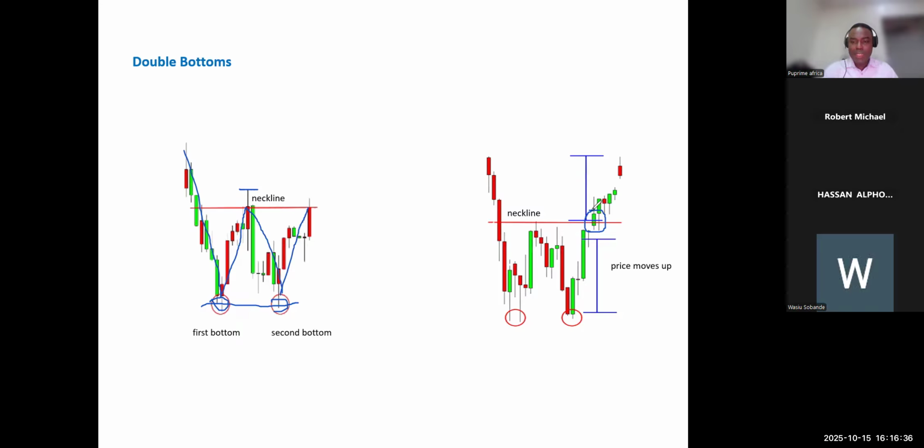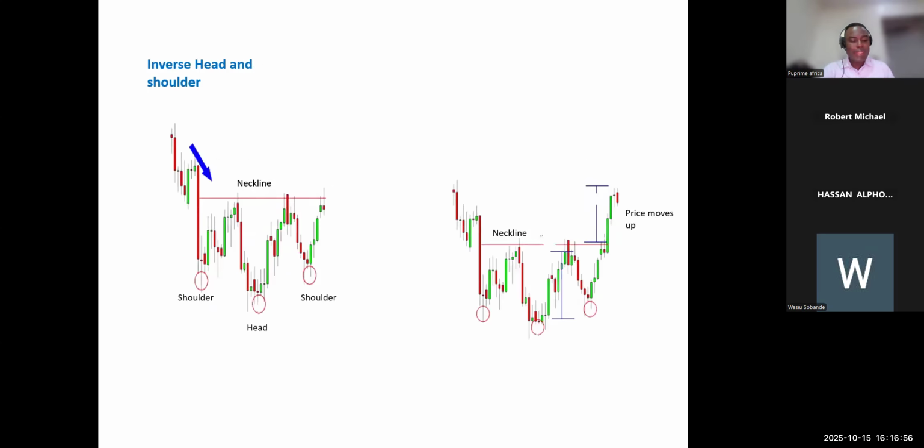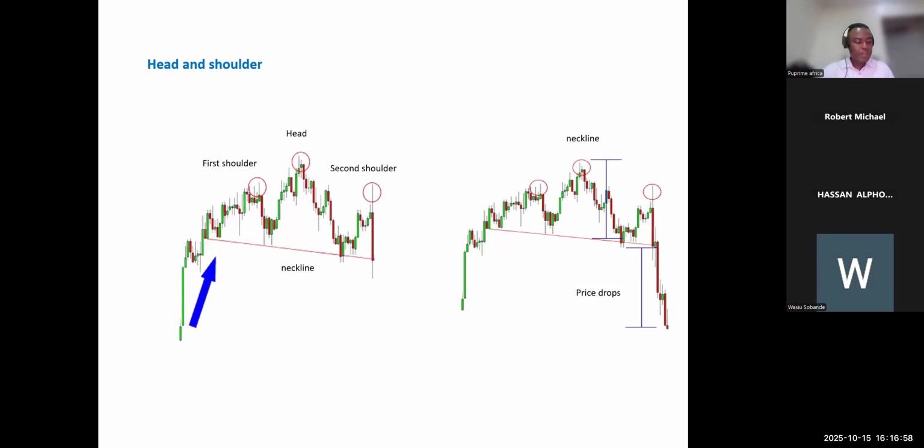Now, what we're trading is the breakout of price above the neckline region upwards. So a double bottom pattern generates a bullish signal or a buy signal. And again, for emphasis, it is the letter W. The third pattern is called the head and shoulder pattern. The head and shoulder pattern.